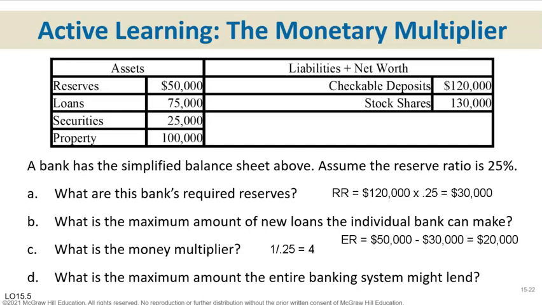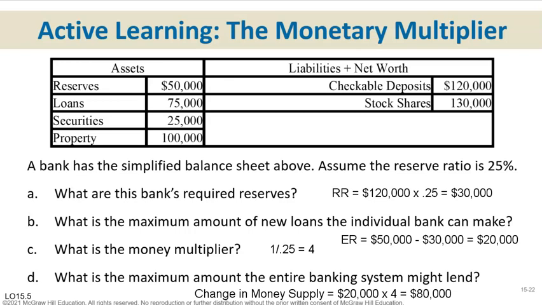For part C, what is the money multiplier? To solve for the money multiplier, you just take 1 divided by the reserve ratio in decimal form, which is 0.25. And that will give you a money multiplier of 4. For part D, solving for the maximum amount the entire banking system can lend, we want to solve for the change in the money supply. That is excess reserves times the money multiplier. So 20,000 times 4 gives us a total amount for the entire banking system of $80,000. And that's going to be how much the money supply can increase.